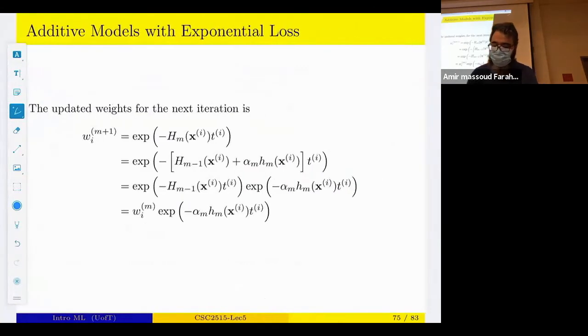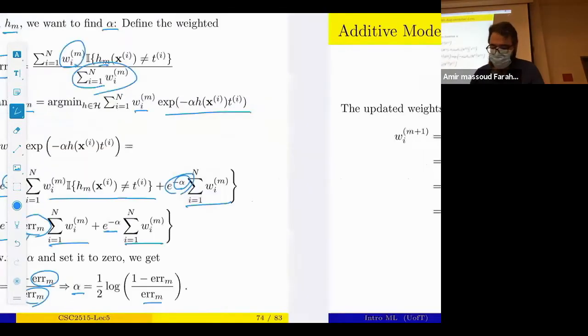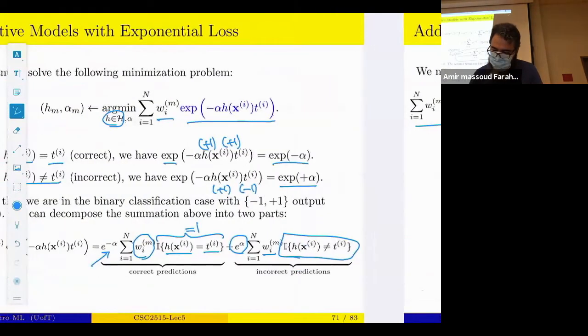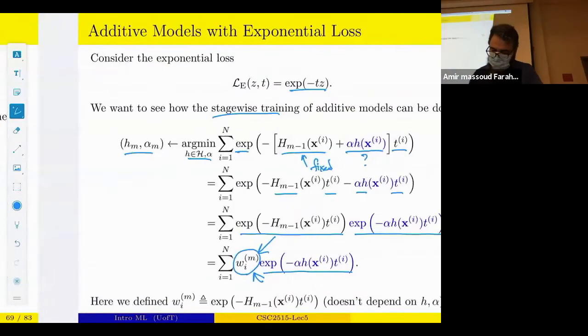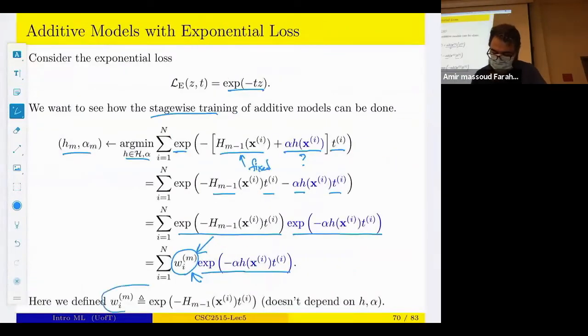Okay, so now that we get those, how are the weights updated for the next iteration? Recall that we need to update. We defined the weights like this: weights at iteration M are like this. Now we added a new alpha and a new M. So we got from h of M minus 1 to h of M. Now we just want to see what is Wi of M plus 1.